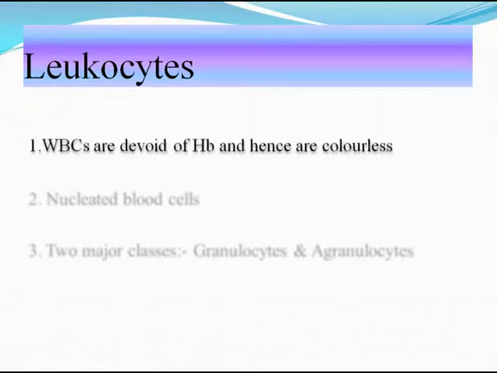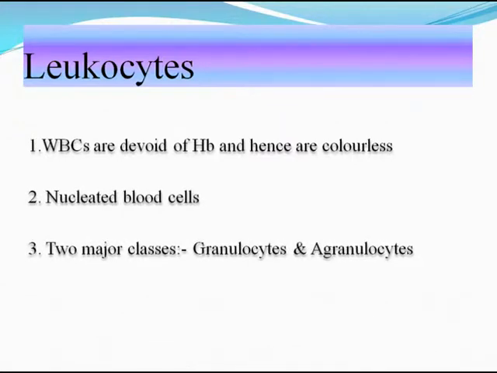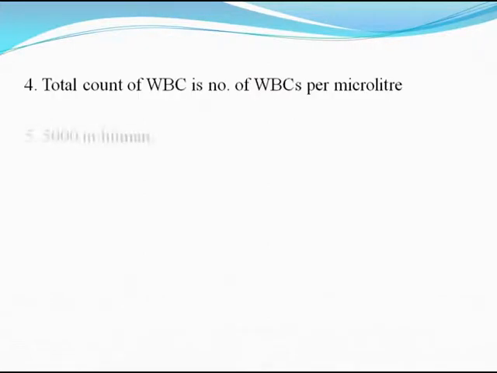Leukocytes or white blood corpuscles. As the name denotes, they are devoid of any color. They are devoid of hemoglobin. That's why we say white blood corpuscles. WBCs are nucleated blood cells, and they are divided into two major classes: granulocytes and agranulocytes. The total number of WBCs per microliter.